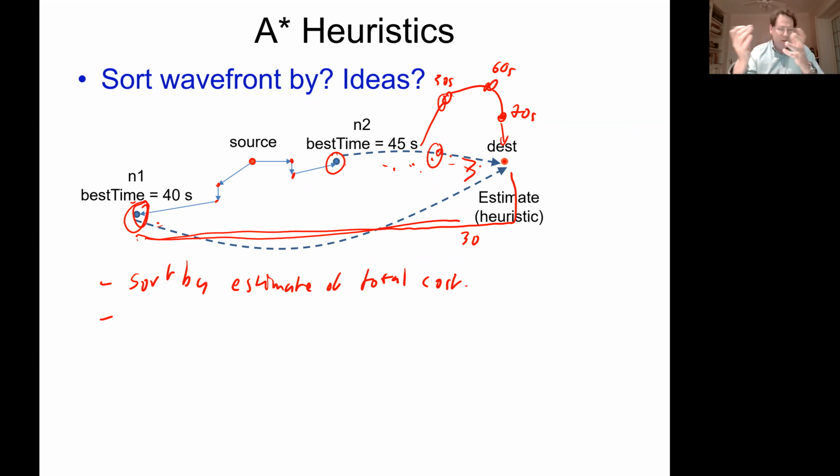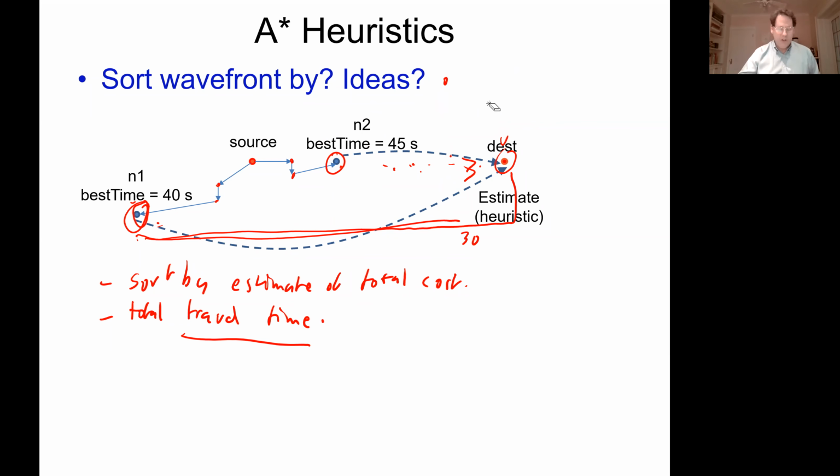So what Isidore suggested, and I see some people commenting on as well in the chat, is to try to get the total travel time. So the total cost in this case is total travel time. We want to estimate that, and we want to sort on that. We can estimate very quickly our travel time to the destination by taking the Euclidean distance. We know we're going to travel at least that far, and dividing by some estimate of the speed limit.